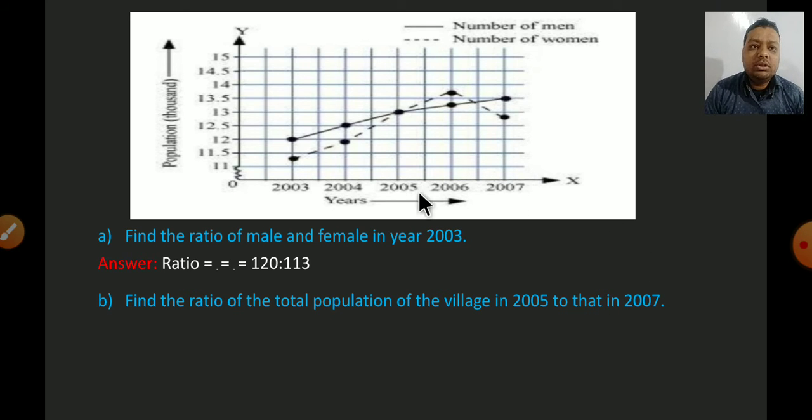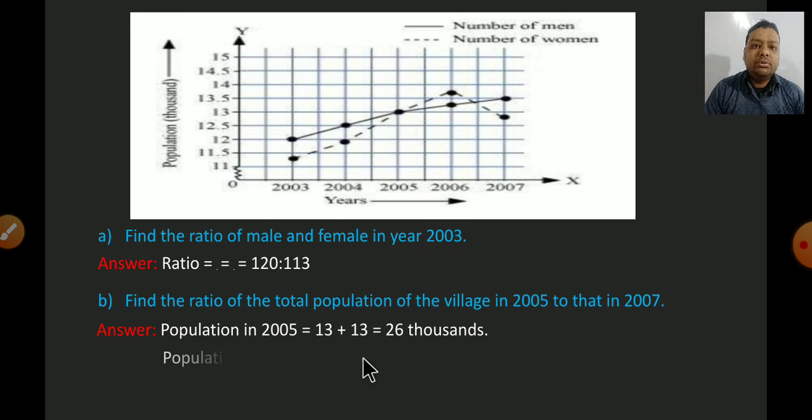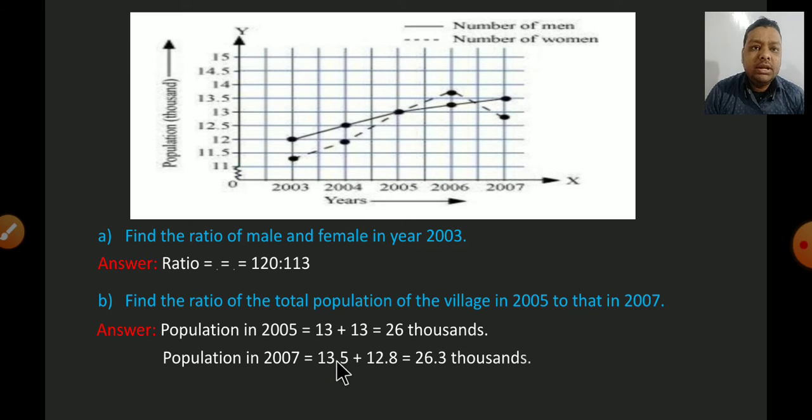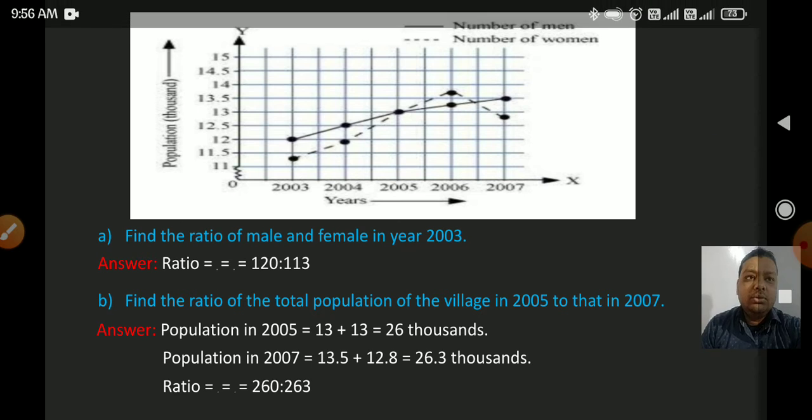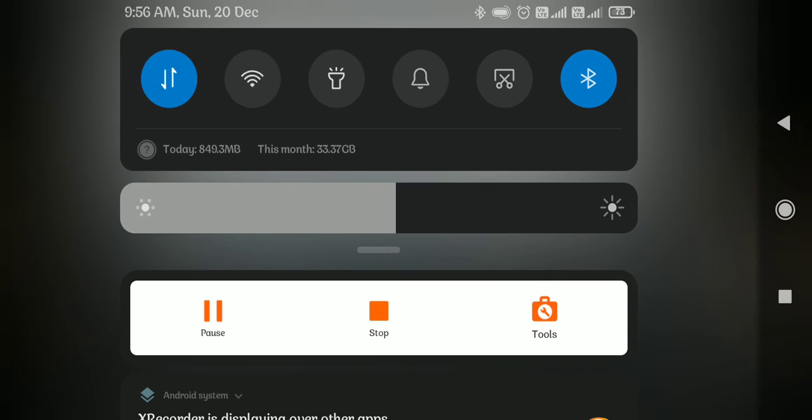Now find the ratio of the total population of the village in 2005 to that in 2007. What will be the population in 2005? 13 plus 13, that is 26,000. And in 2007, 13.5 plus 12.8, the total population, meaning men plus women, is 26.3 thousand. We have to find the ratio, so it will be 26 by 26.3.